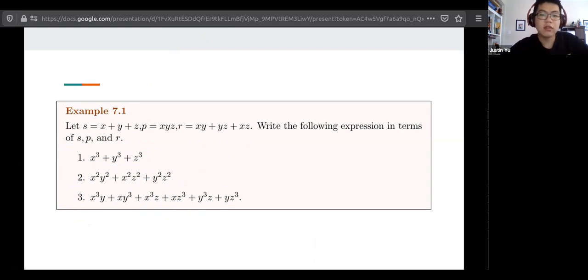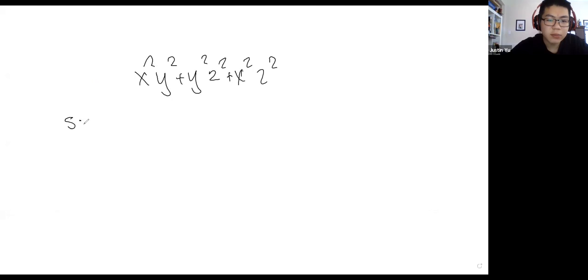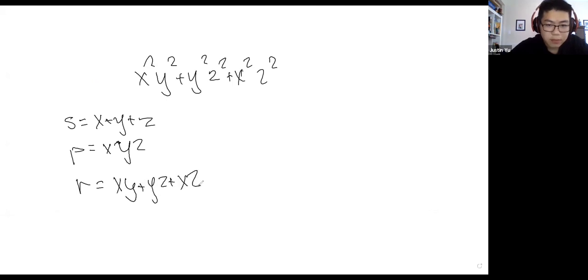Oh, whoops, I just shared the exact same screen. All right. x squared y squared plus y squared z squared plus x squared z squared. All right, so S was equal to x plus y plus z. S for sum, P for product, and R for R. All right, so which one does this look similar to?